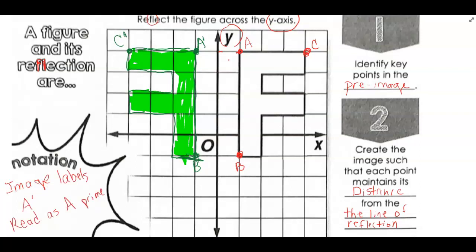The image label with the tick mark up at the top is read as A prime. That means there is one image of the original. The figure that we created and its reflection are both congruent, meaning that they are the same size and the same shape. All right, let's look at some additional examples.